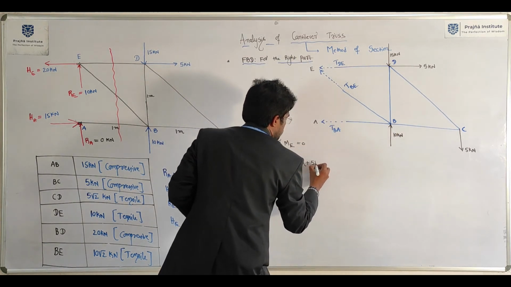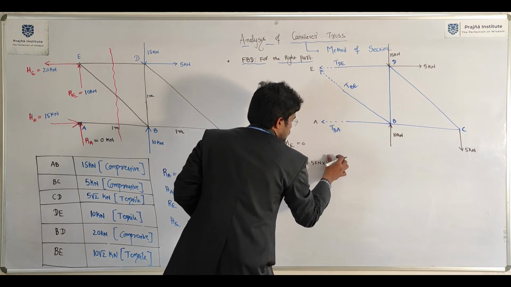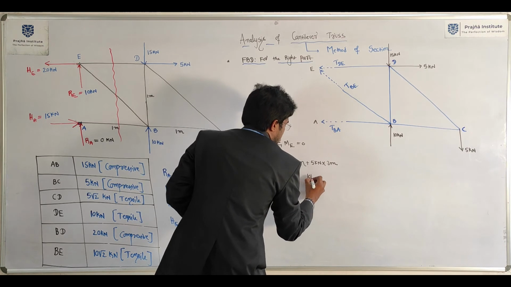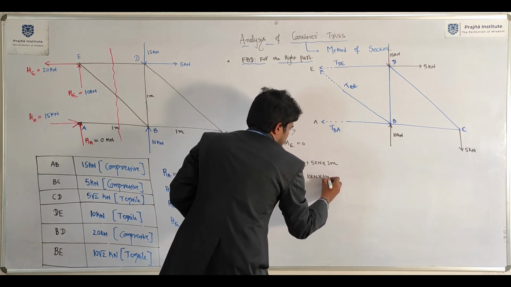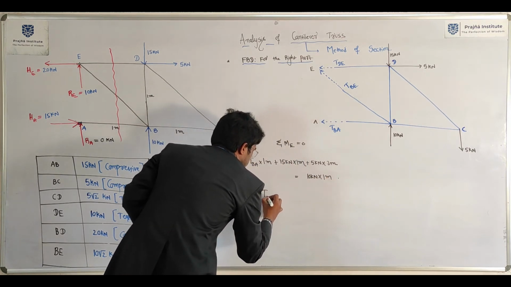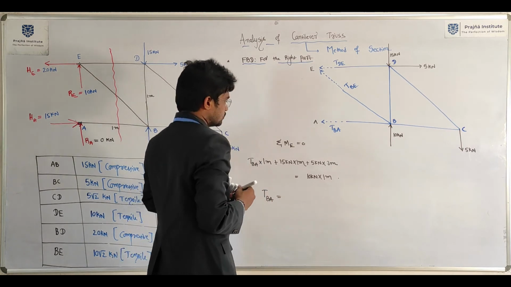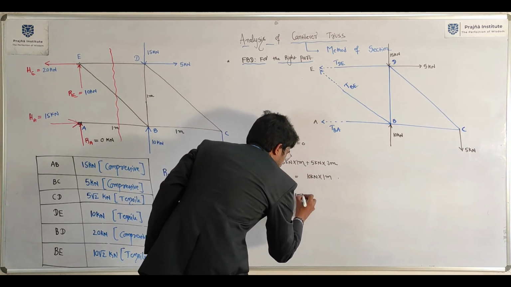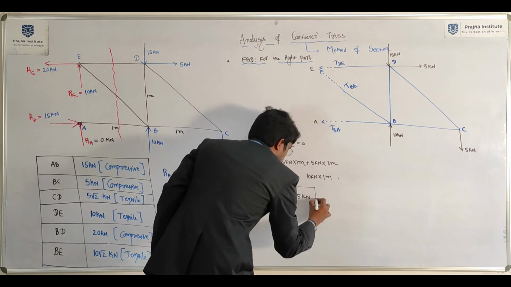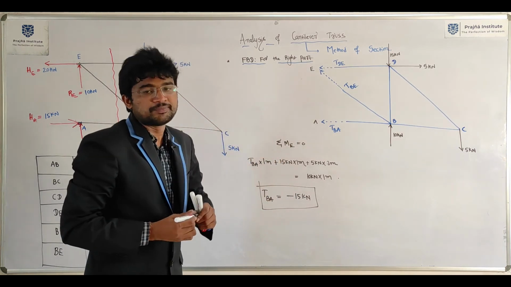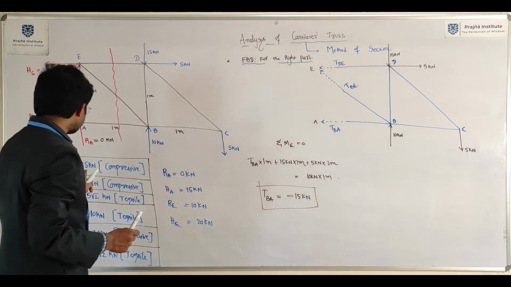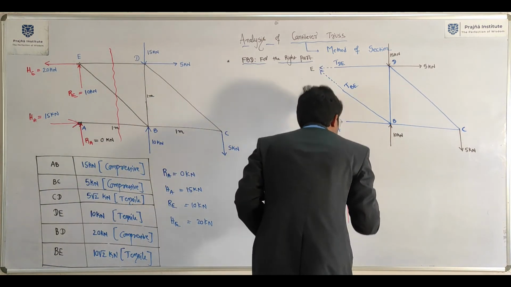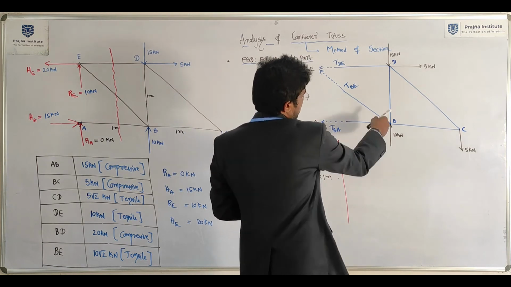5 kilonewton into 2 meter equals 10 kilonewton into 1 meter. Finally, we'll get TBA equals minus 15 kilonewton. Force in the member BA equal to minus 15, 15 kilonewton compressive. Now, just apply moment about B.